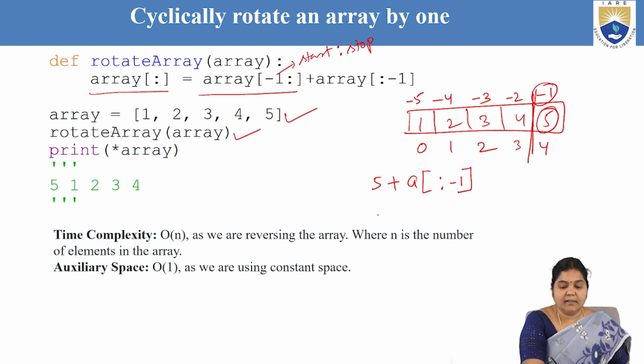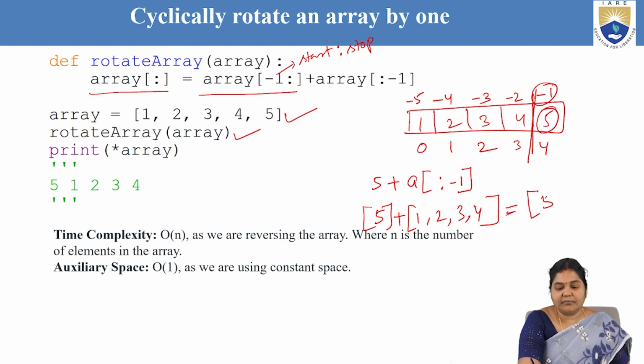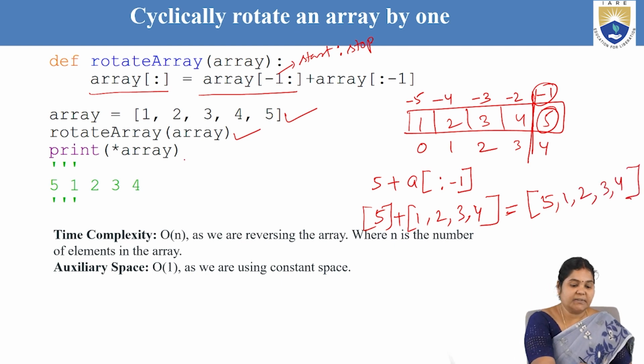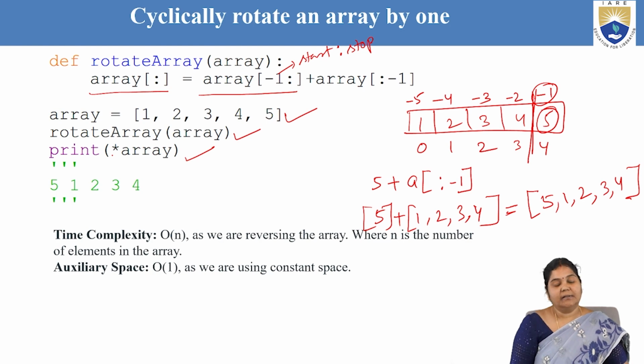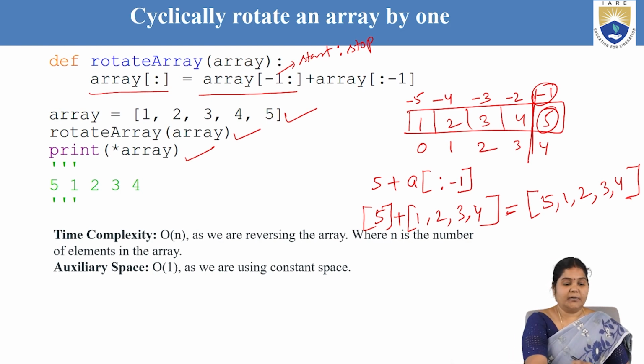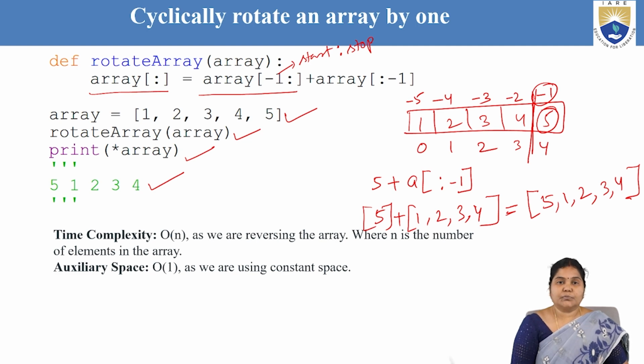What elements are there? It is nothing but the elements 1, 2, 3 and 4. So if you add them, or do concatenation, you will find 5, 1, 2, 3 and 4. And you can simply print the content of the array using the star operator. You will find that it is 5, 1, 2, 3, 4. That means cyclically it is rotated by one place. So, this is the simplest approach to solve this problem also.